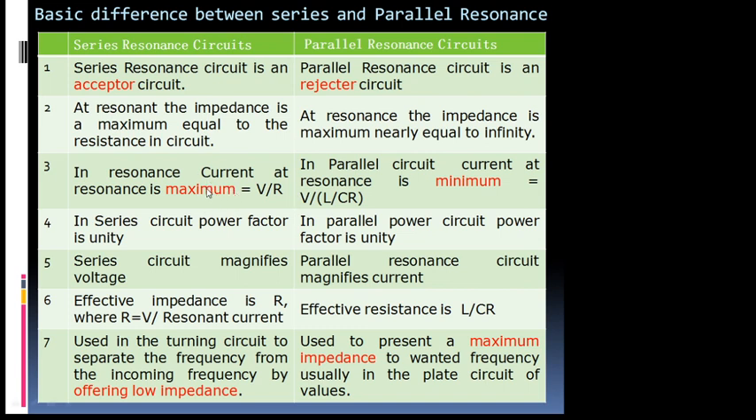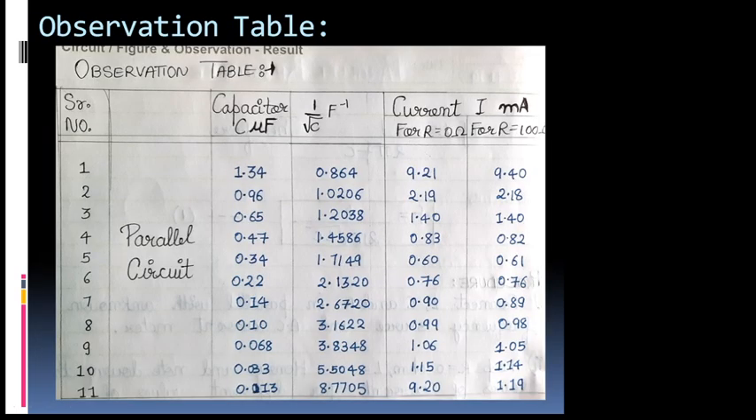Anyway, the effective impedance is R, and therefore R is equal to V by the resonant current, and the effective resistance is given by L upon CR. So inductance divided by the product of capacitance and resistance. And the last comparative point: in a series circuit the offering impedance is very low, and over here the offering impedance is very high. So this way there are a few points.